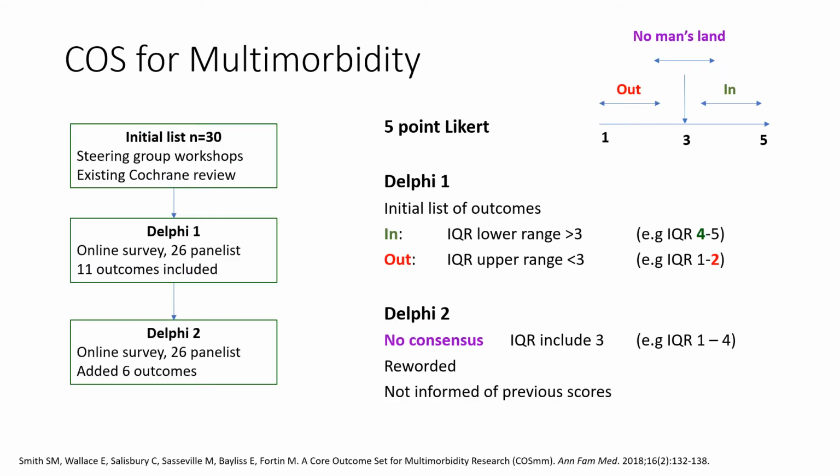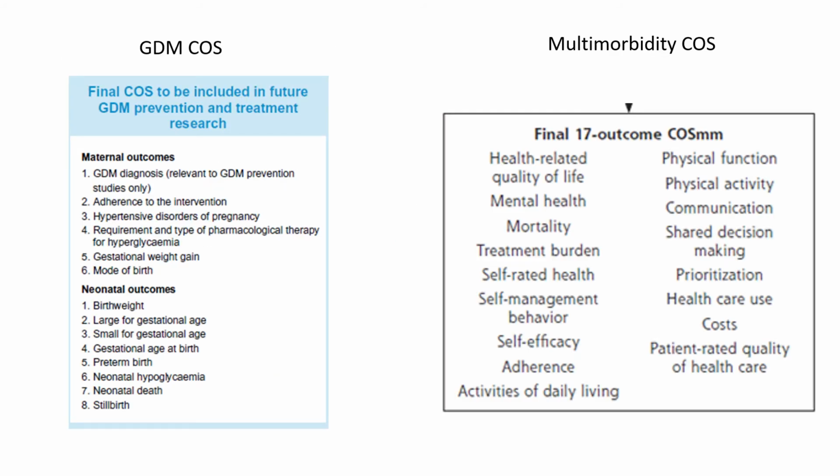Another example of development of a core outcome set for multimorbidity shows a 2-round Delphi survey where a 5-point Likert scale was adopted. Both of these research groups were able to generate core outcome sets suitable for use in future research, firstly in prevention and treatment of gestational diabetes and for multimorbidity intervention studies.